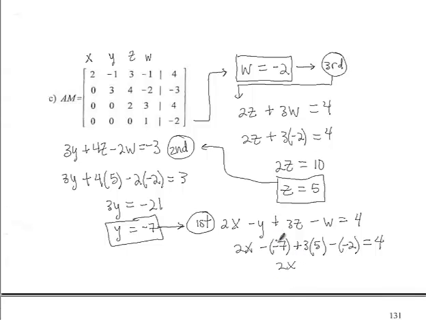We get the 2x by itself. We have a +7 and a 15, which gives us a 22, and then +2 would give us a 24. And so we would subtract 24 from both sides, giving us the equation 2x equals -20. And then we divide both sides by 2, and we find our x value, which is -10. So to put it all together, we would have the solution -10, -7, 5, and -2.